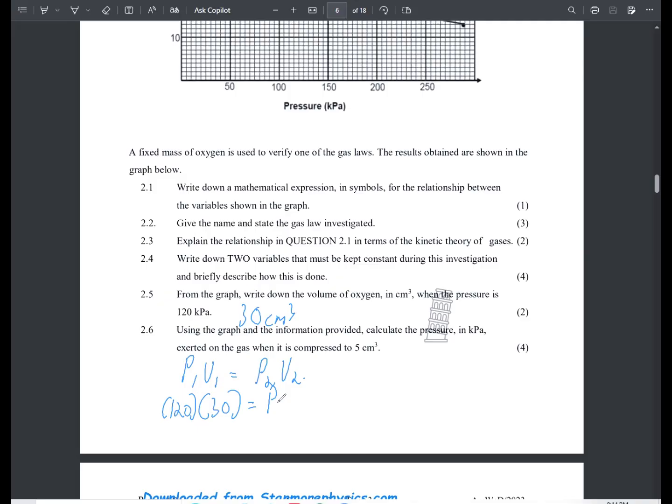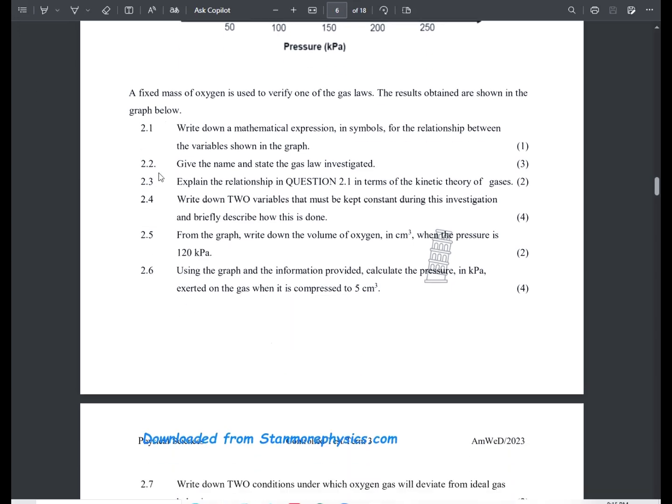Now we are looking for pressure number 2 when we are given that the volume here is 5 centimeter cube. So obviously what you need to do at this point is divide both sides by this 5. And then your pressure number 2 becomes what? 720 kilopascals, right? Then there you go, 4 marks. Okay, so where will you get your marks? A mark here for formula, and then 2 marks for substitution, and then a mark for the correct answer, obviously with the correct SI unit, right? So nice one. Then that's how we'd be going through our Boyle's law.